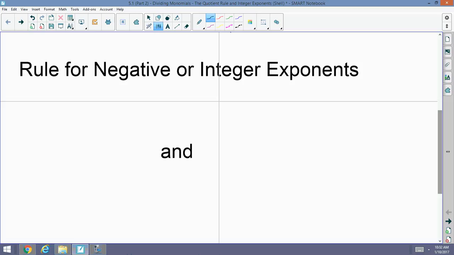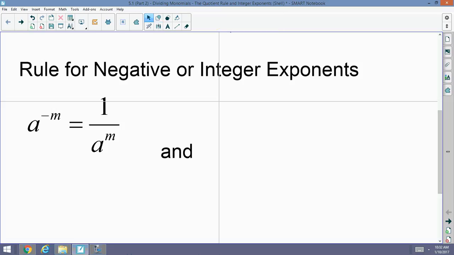Check this one out, guys. If I have a to the negative m, that will equal 1 over a to the m. Why? Because when I go from numerator to denominator or denominator to numerator, I change the sign of the exponent. I put an emphasis on the exponent because a lot of times people change the actual sign of the integer, and that's wrong.